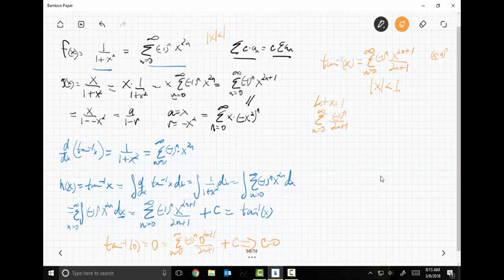So what does this thing do? Does it converge or does it diverge? Hey, guess what? It converges. Why does it converge? By alternating series test. So we just picked up 1.